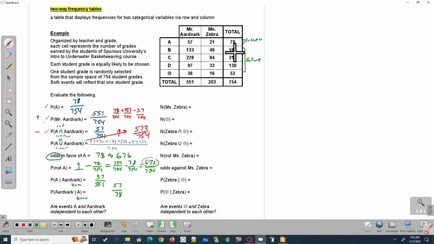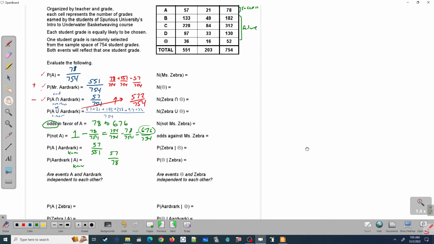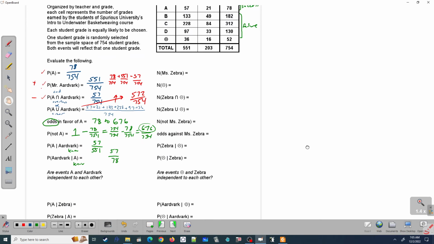Now comes a couple more questions that are left. You'll see that we have just this left. Unfortunately, I think I can, yep, looks like I might be able to squeeze it in here. Just remember this is Mr. Aardvark, and this is Mrs. Zebra, okay? It says, are events A and Aardvark independent of each other?